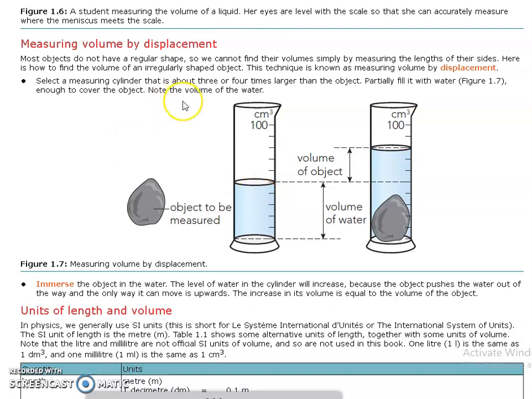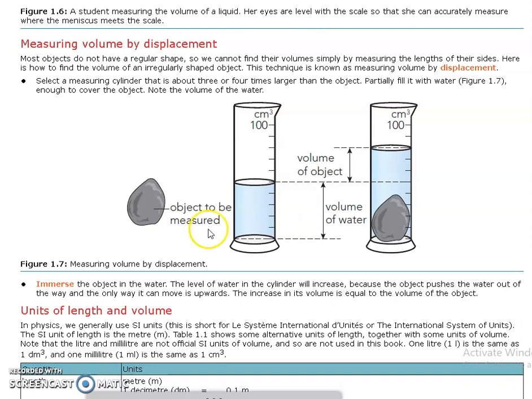So first, select a measuring cylinder that is about 3 or 4 times larger than the object, and fill it partially with water. We can never fill it completely, because when we immerse the object, there is a chance that water will pour out and spill off. So fill partially. Then we take the volume without immersing the object. Consider it as volume V1.